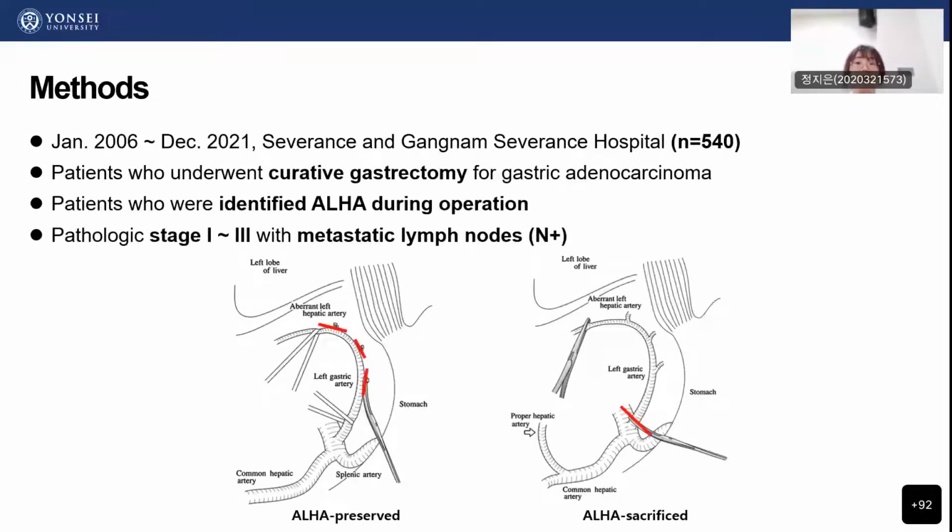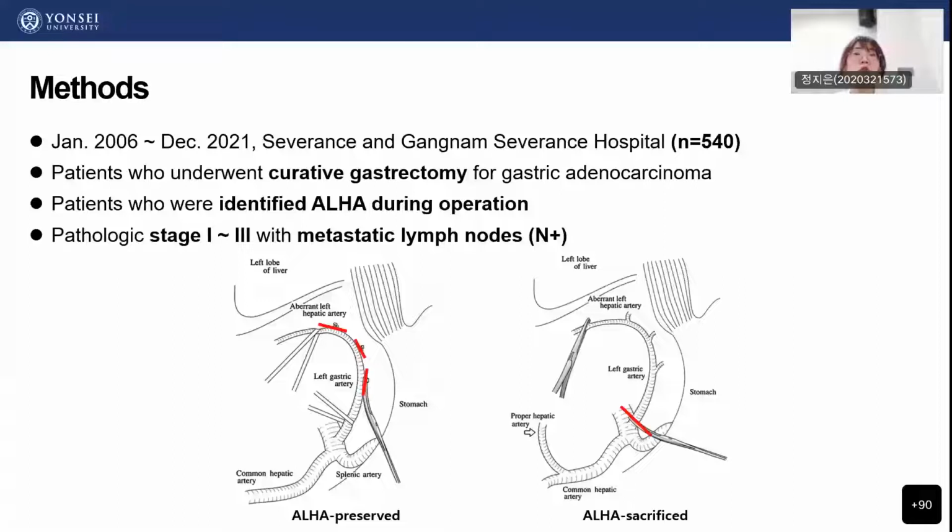Medical records of patients who underwent curative gastrectomy for gastric adenocarcinoma at Severance and Gangnam Severance Hospital from January 2006 to December 2021 were reviewed. The presence of aberrant left hepatic artery was confirmed during operation. The preservation was recorded on the operation record sheet.